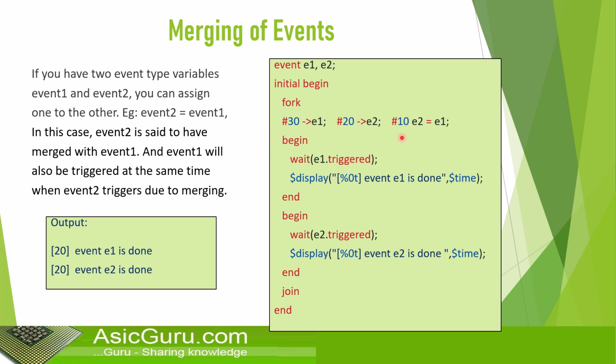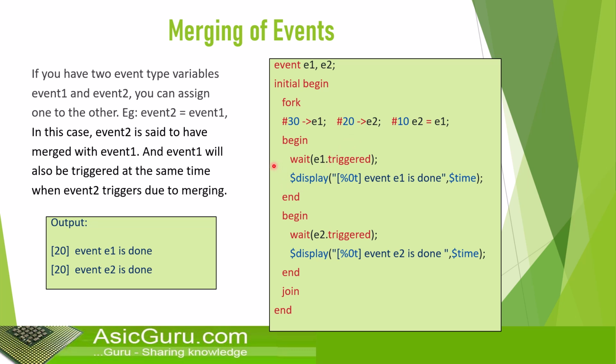Here, at timestamp 10, we are merging E2 and E1. Then at timestamp 20, E2 is triggered. And at timestamp 30, we mention E1 is triggered. But because of the merge, E1 is also considered to be triggered at the same timestamp when E2 triggers.